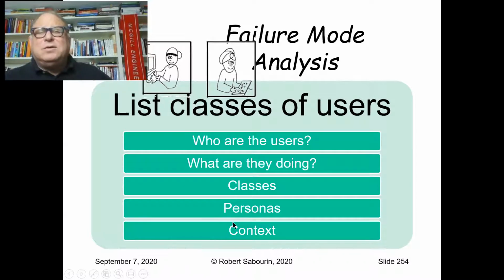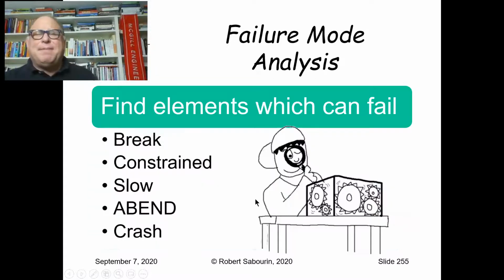And we can also keep track of the context: when is the user doing it? Is this something that happens to a bank teller at the end of a month? Or is this something that happens to an auditor at the end of a year? So there are context factors: time, business circumstances, etc.